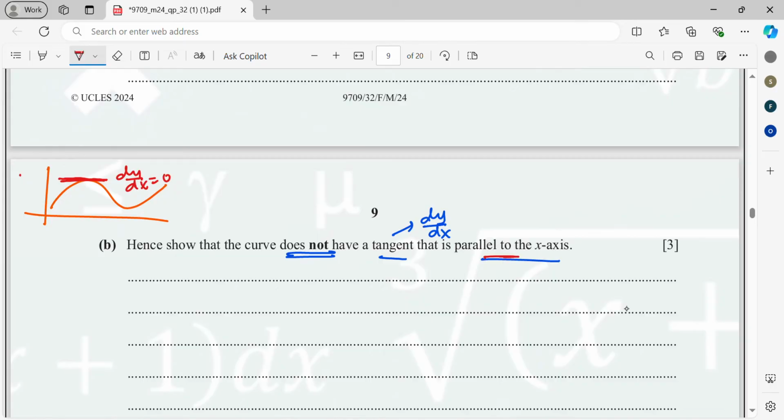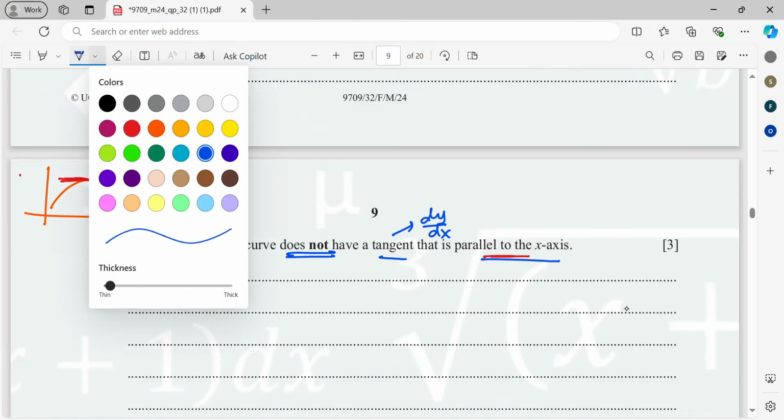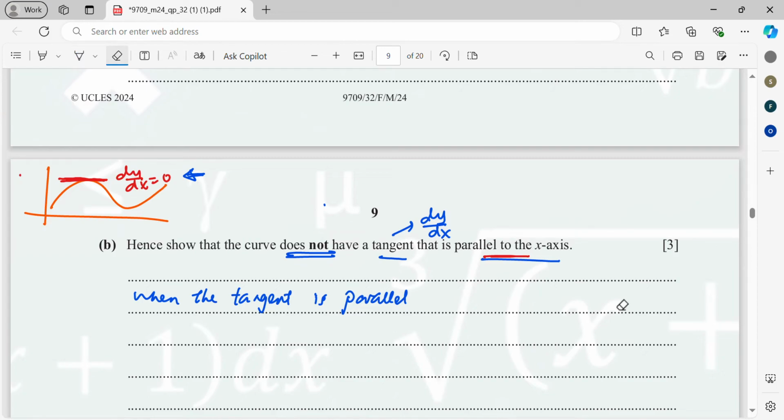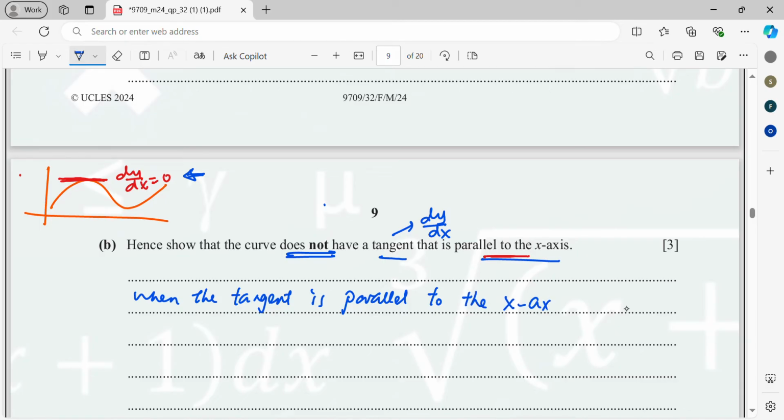Okay, when it is parallel to the x-axis, but then you need to show that it does not have one. So even though it says does not have, I will just let dy dx be 0 first, but I just need to show that there's no solution when I let dy dx be 0. Okay, so I will write here, when the tangent is parallel to the x-axis, dy dx equals 0.